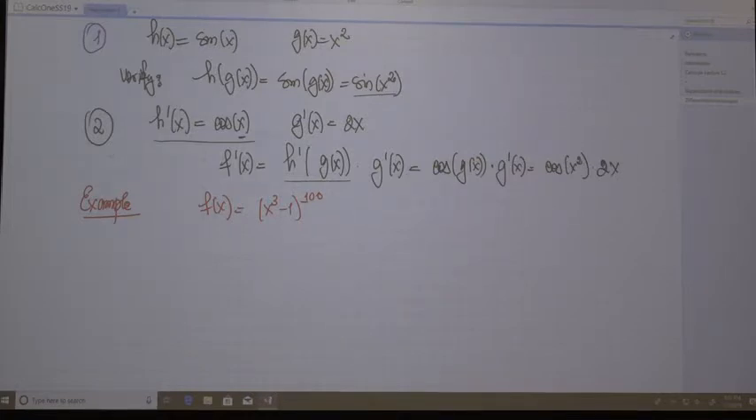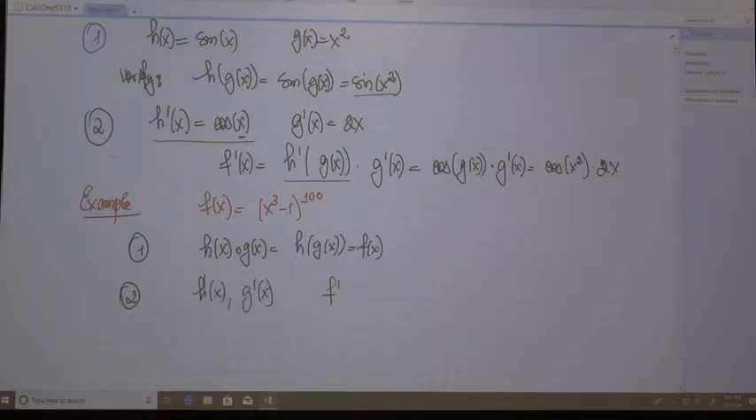So first step, you have to write down this function as the composite of h of x and g of x. Basically, h of g of x should be equal to f of x. In the second step, find the derivative of h, find the derivative of g, and the derivative of f is h prime of g of x multiplied by g prime of x.